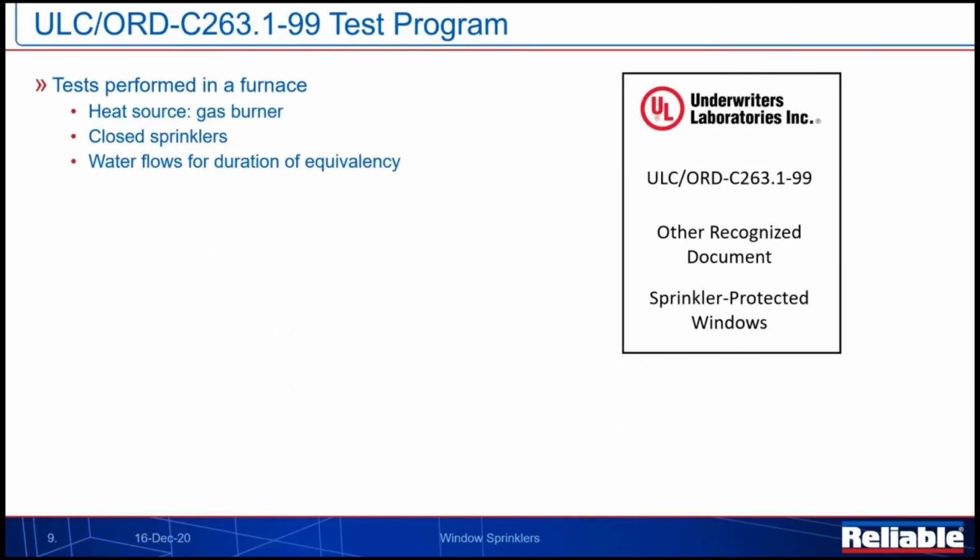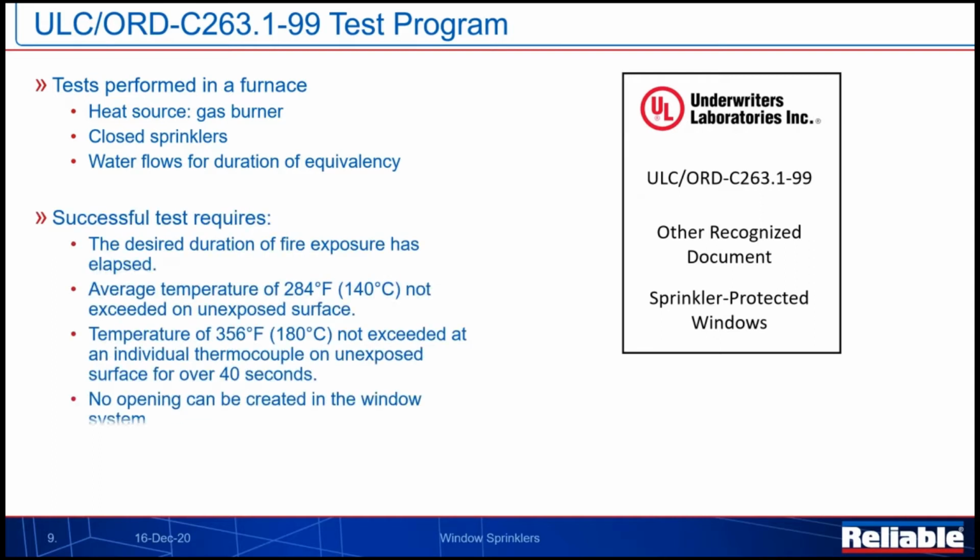If we talk about the test procedure detailed in the ORD, the other recognized document, this is the one that's going to focus on testing the window sprinkler inside of a furnace. And we're going to have a heat source that's a gas burner. It's going to implement closed sprinklers. And we're also going to need to have this test run for the duration of the equivalency that we want the window assembly to be rated at for fire resistance.